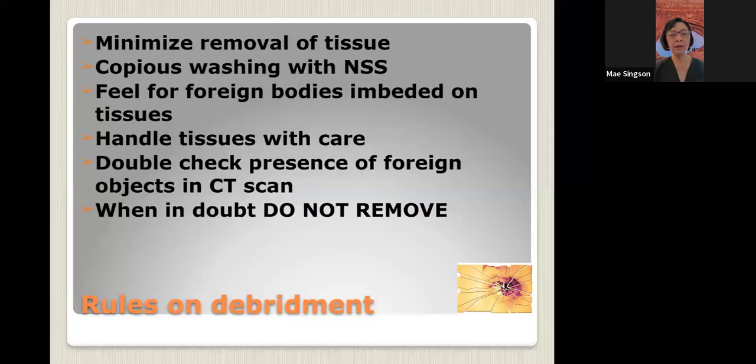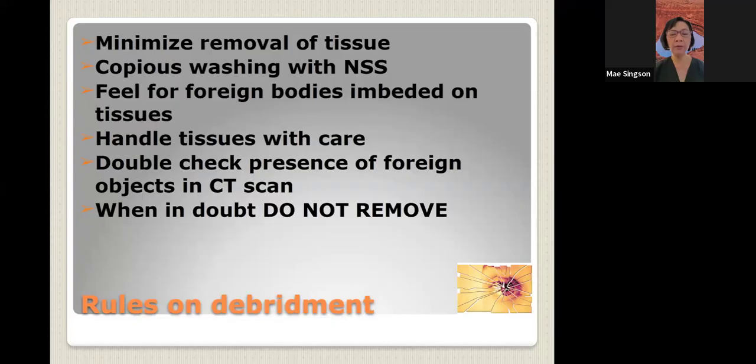Next, please. So, rules in debridement. This is quite important because sometimes we forget that we are actually dealing with a lot of vital structures that we should not remove. So minimize removal of tissues. Copious washing with NSS, please, nothing else. NSS or BSS will work. Feel for foreign bodies embedded in the tissue.